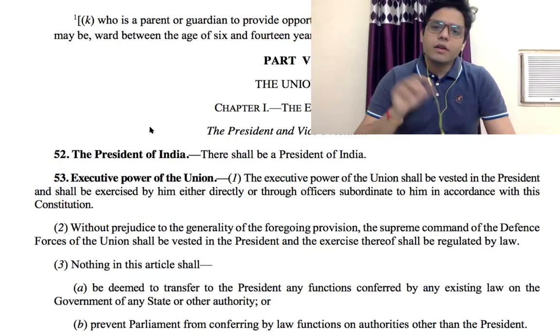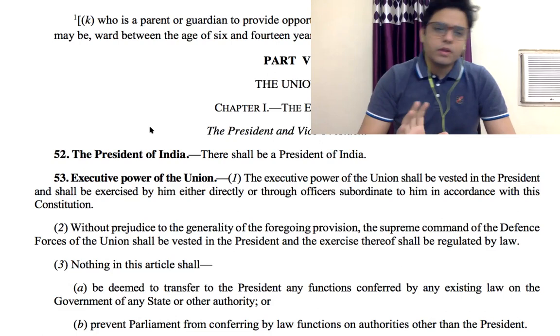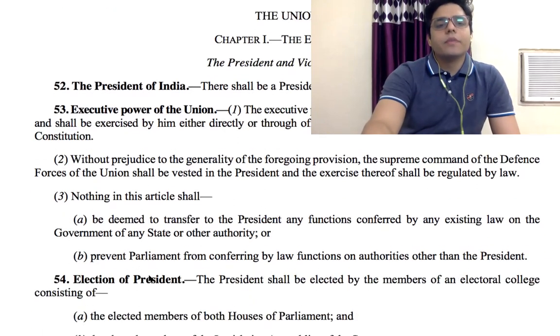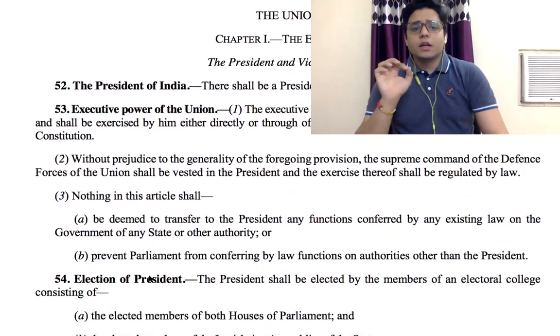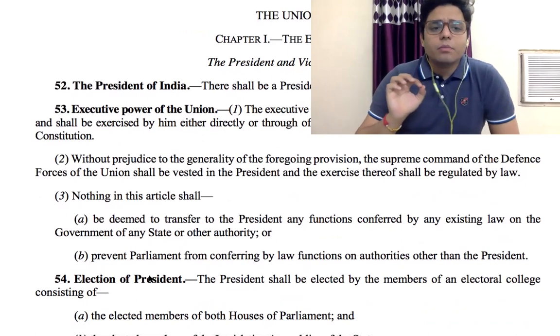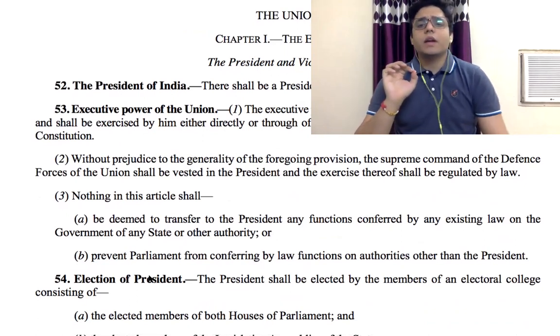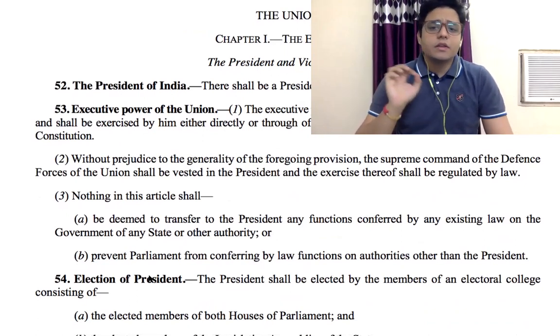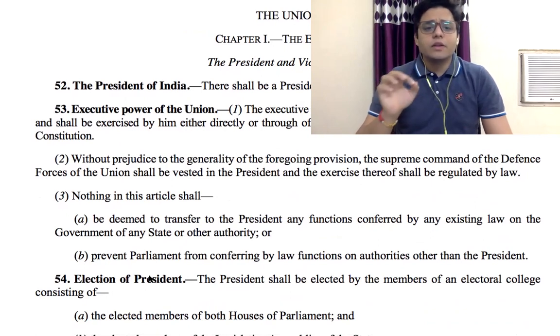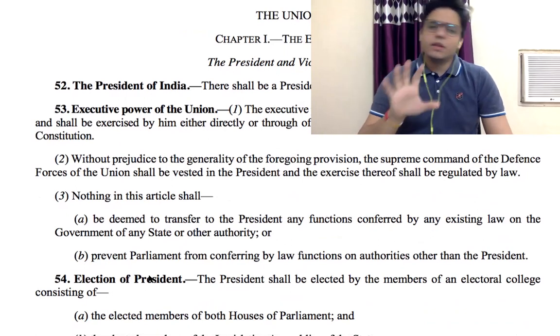Sub-article 1 is about executive power that is vested in the president. Sub-article 3. Nothing in this article shall be deemed A, to transfer to the president any function conferred by any existing law on the government of any state or other authority; B, to prevent Parliament from conferring by law functions on authority other than the president.